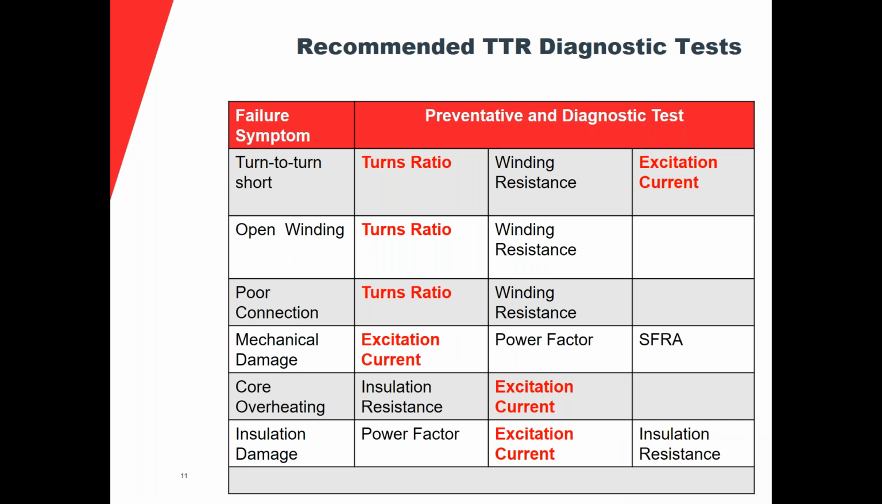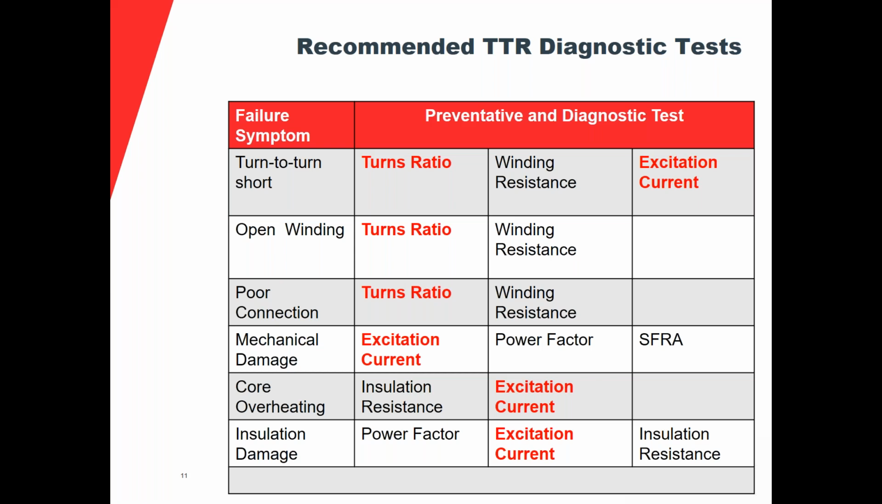So here we have just a diagnostic chart. It tells you that if you were to look for these symptoms, you could use this test to find those, and these are the recommended tests. So for a turn-to-turn short, you can do a turns ratio. You can also do a winding resistance, and off the excitation current of the turns ratio, you can determine whether you have a turn-to-turn short.